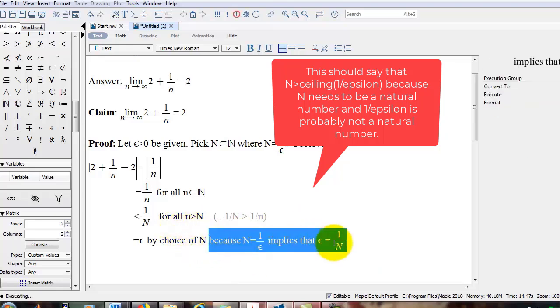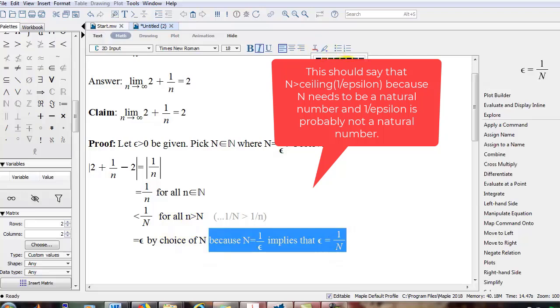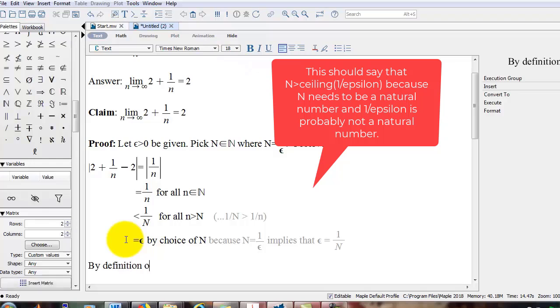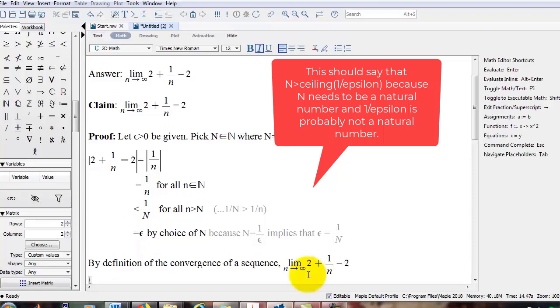You could even gray that out. That was a bit of overkill. We really didn't need to say that, but sometimes the first time through these proofs, it's really good to convince yourself everything is on the right track. All right, so what have we shown? Let's wrap it up. Let's make a conclusion. So by definition of the convergence of a sequence, the limit as n goes to infinity of 2 plus 1 over n equals 2.